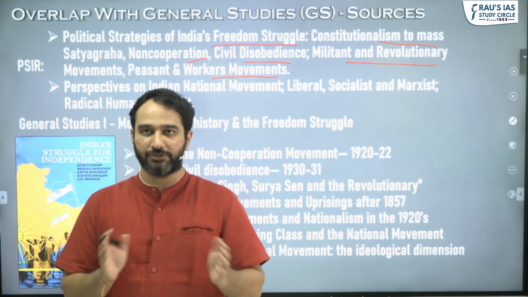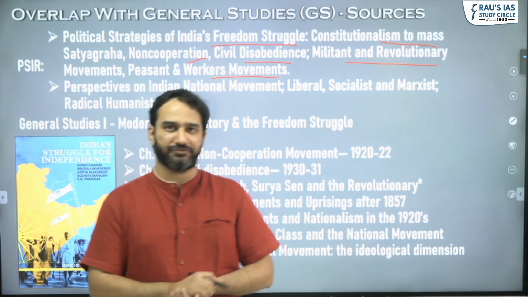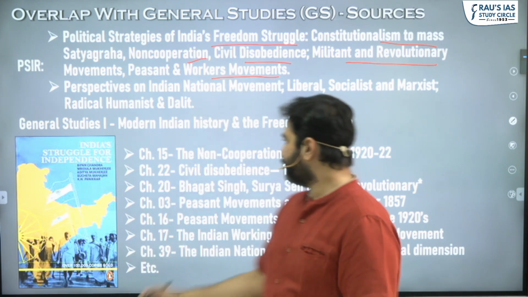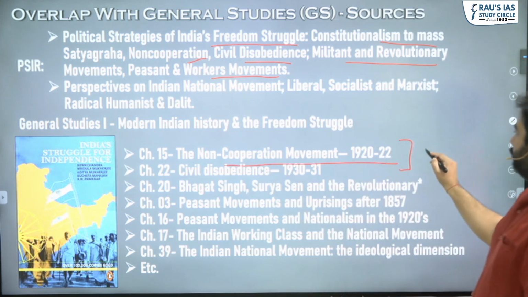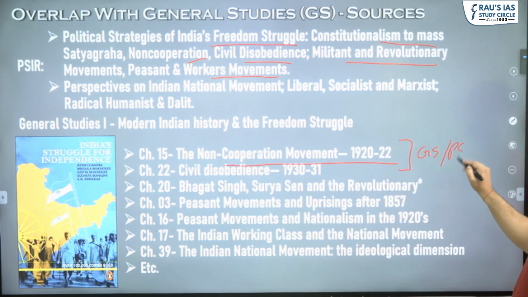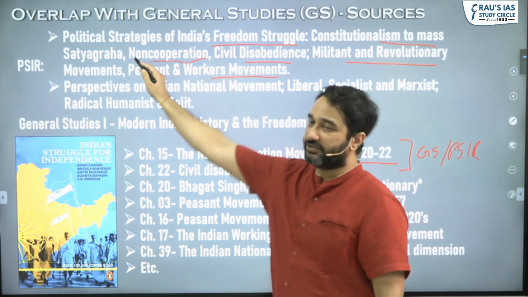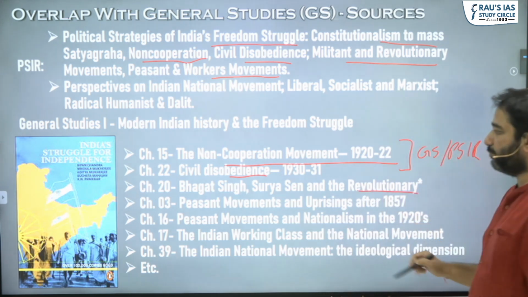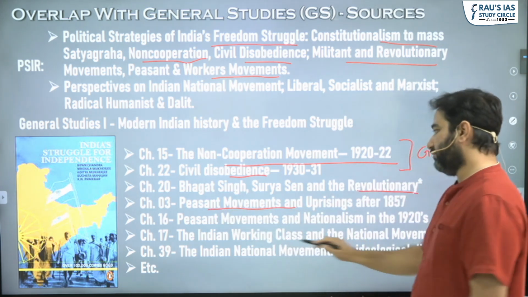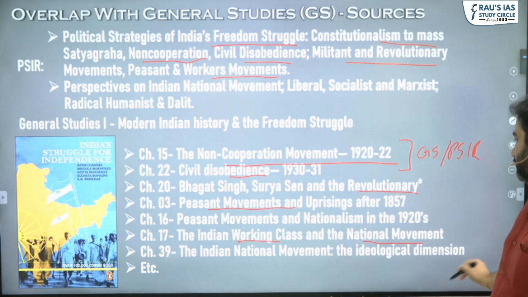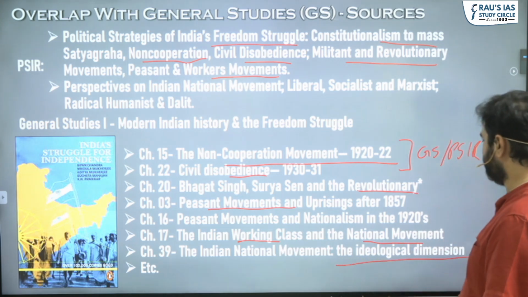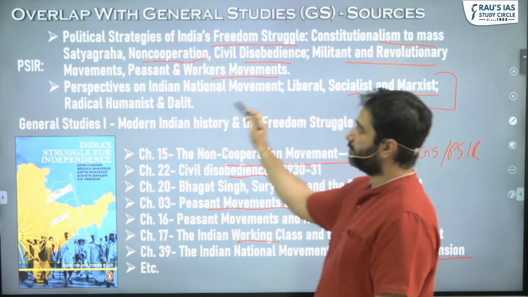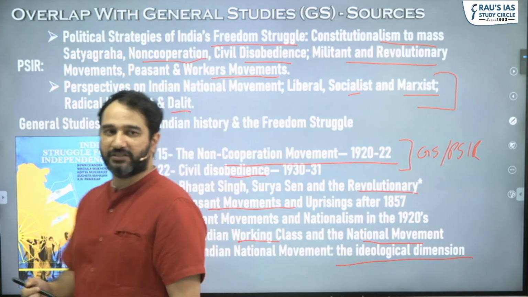If you pick up Spectrum, which most of you are using, or you pick up India's Freedom Struggle or any other book, these chapters are still the same. If you see non-cooperation movement, you'll be reading this chapter for GS also and PSIR also. Your non-cooperation movement is there in your syllabus. Similarly, civil disobedience, revolutionary movements, peasant movements, Indian working class and national movement, and ideological dimensions, which is also within your syllabus. The Marxist perspective, socialist perspective, Dalit perspective, and humanist perspective.